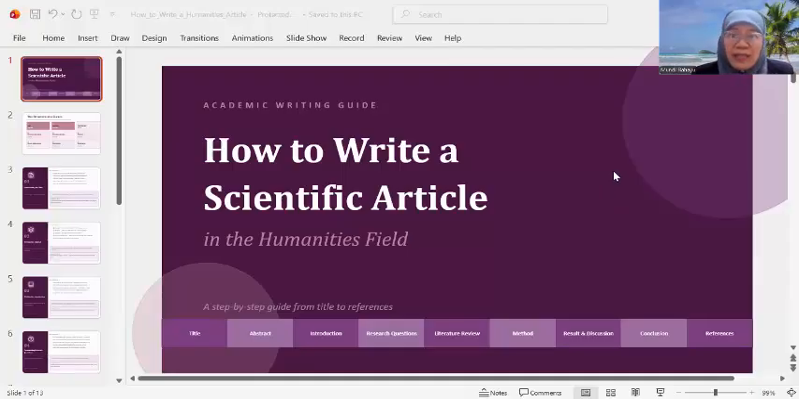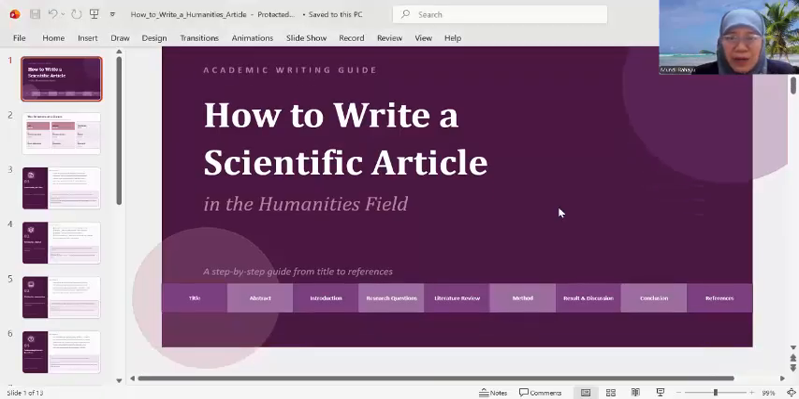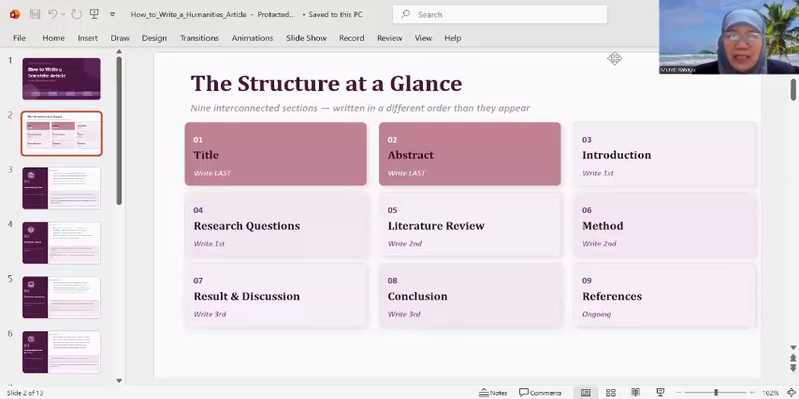How to write a scientific article. We will have this discussion in several parts, a step-by-step guide from title to references. Okay, let's have a look at the first part. This is the structure at a glance, what we are going to discuss.